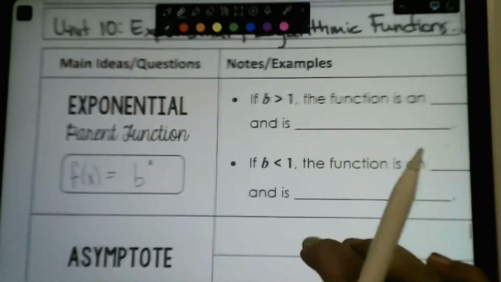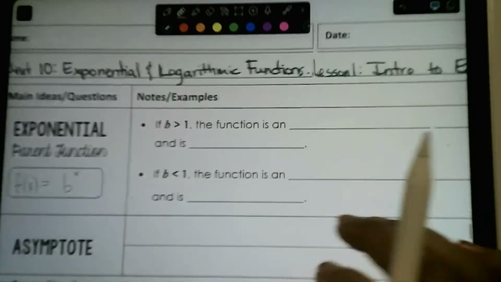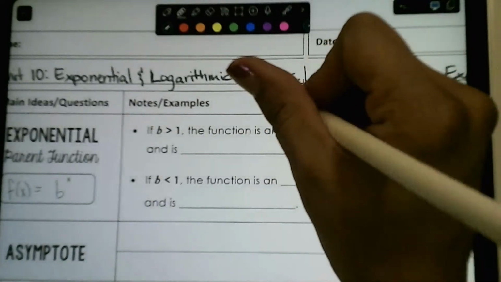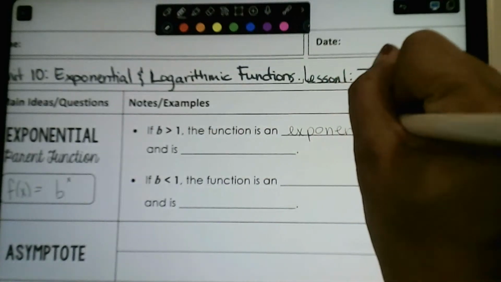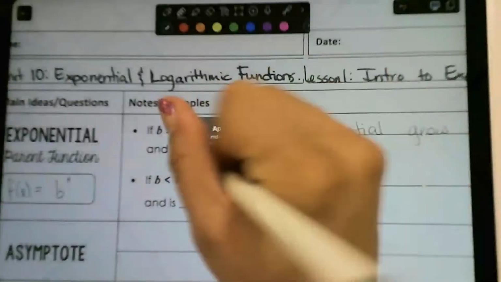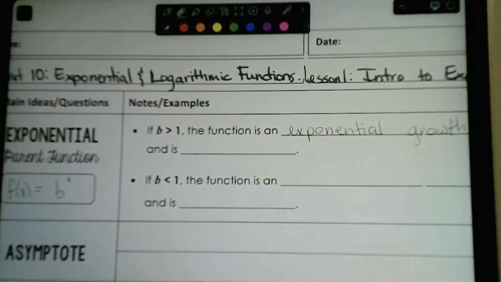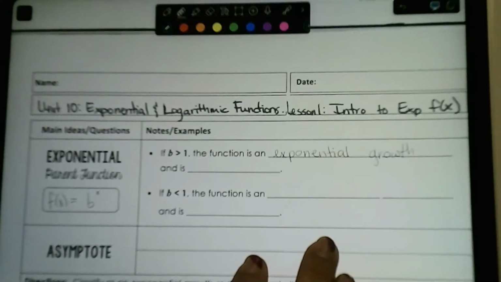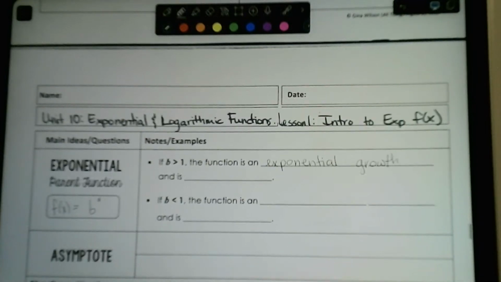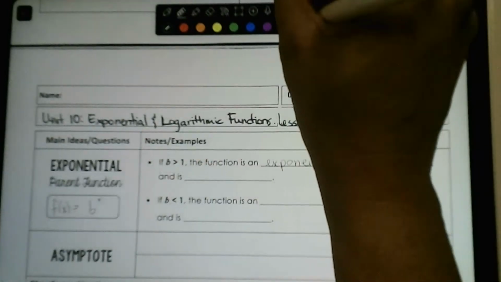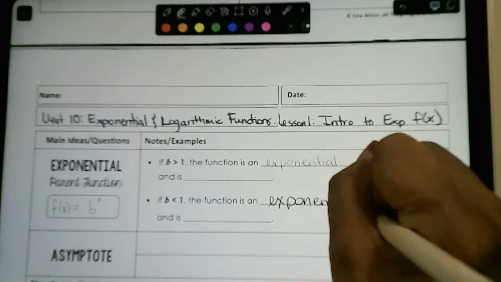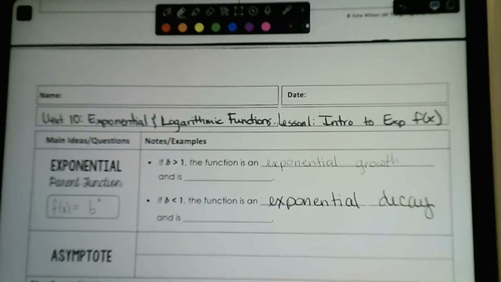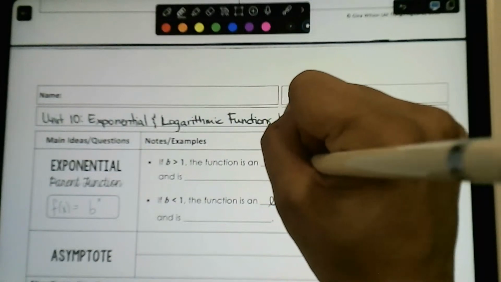If b is greater than 1, the function is an exponential growth. And if it's less than 1, it's called an exponential decay. Hopefully this is familiar to you from Algebra 1, which is the first time that you would have seen exponential growth and exponential decay.